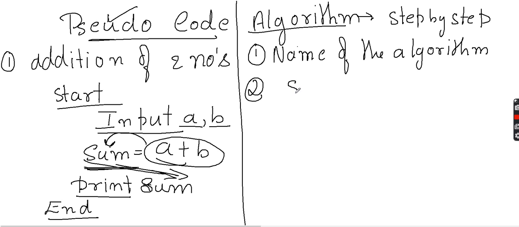Next, you have to have the step numbers. Step numbers are a must, because an algorithm is a step-by-step procedure to solve a problem. The third one is an explanatory statement following the step number.